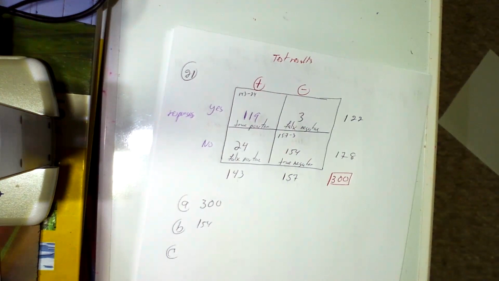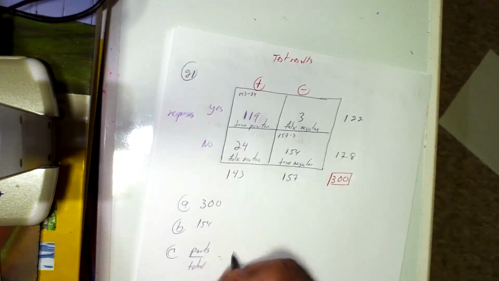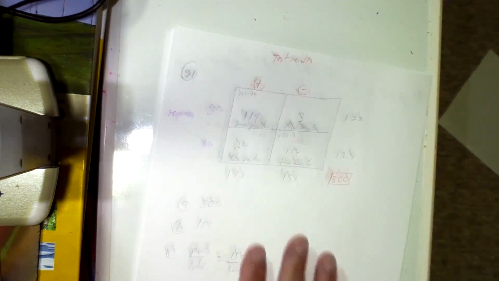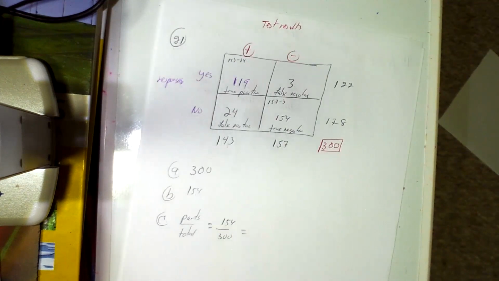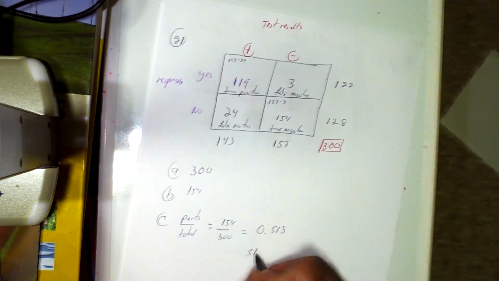And then C is, what is the probability that a randomly selected subject had a true negative result? All right, so knowing part A and part B, put them together to form your parts over total. Parts over total, 154 divided by 300 gives you 0.513 or 51.3%.